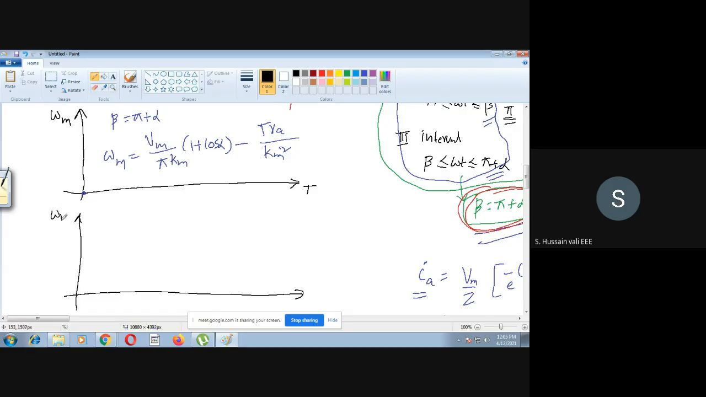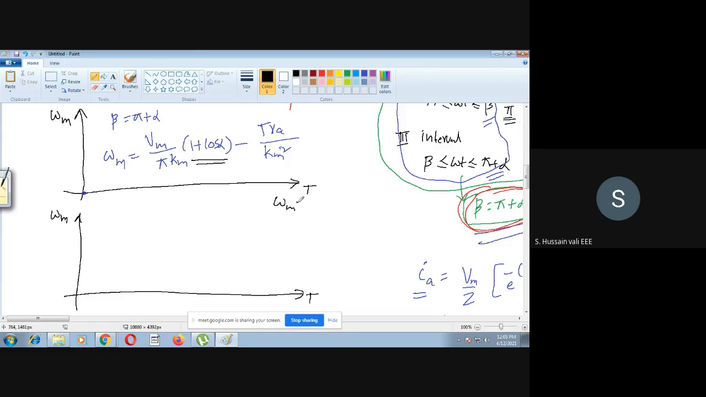Now we will draw the graph. In every case we'll draw. We are simplifying this as much as possible. Now we'll start with T equal to 0. When T is equal to 0, what is left here? Vm by pi into Km into (1 plus cos alpha). So it depends upon alpha. Now we will take different alpha values. For example, I will take alpha equal to 0. If I take alpha equal to 0, then what is omega m?